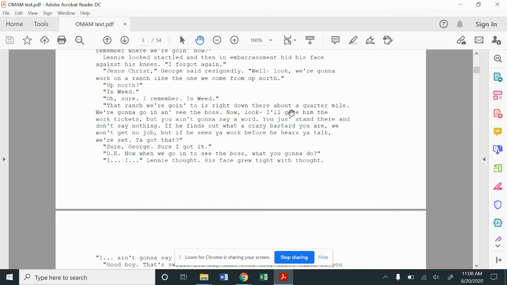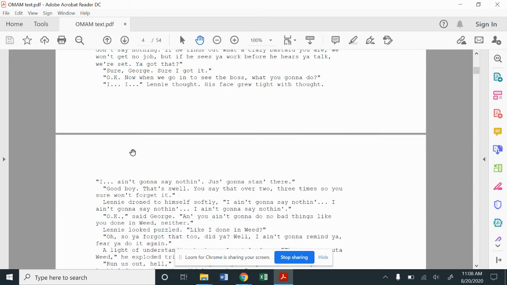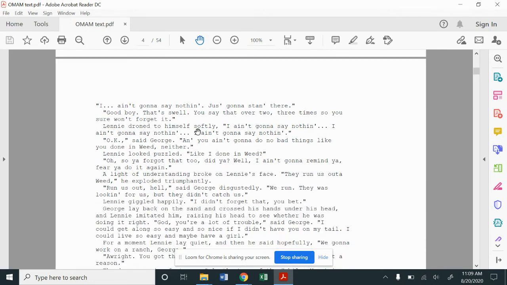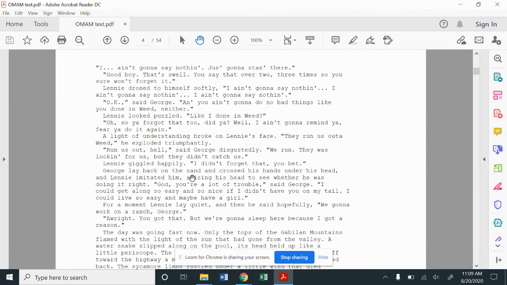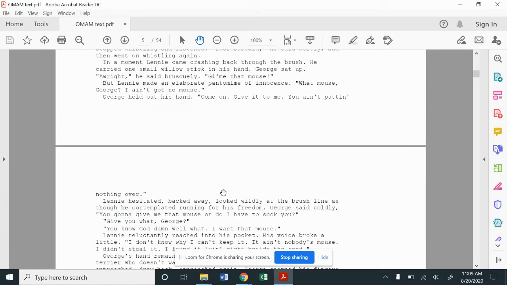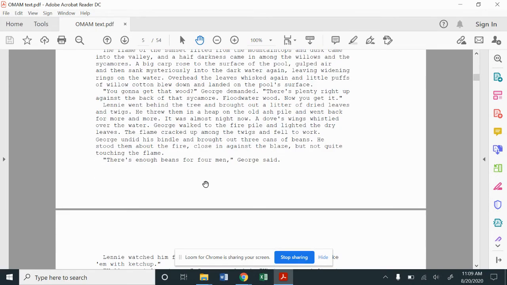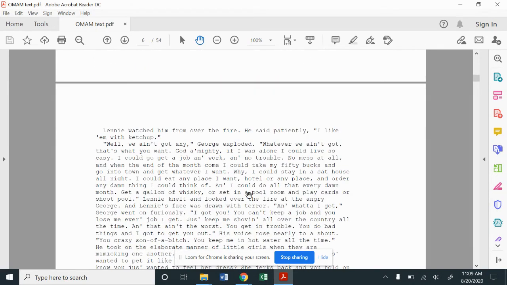It says, "We're going to the ranch. It's a quarter mile." Lenny says, "I know," and his face grew tight with thought, meaning even right here, we see that he is thinking and processing what is happening. Going over here, Lenny droned out, "I ain't got to say nothing." This is where they're getting used to what's going to happen when they get to the ranch and talk to the boss. "There's enough beans for 4 men." He says, "I like them with ketchup."